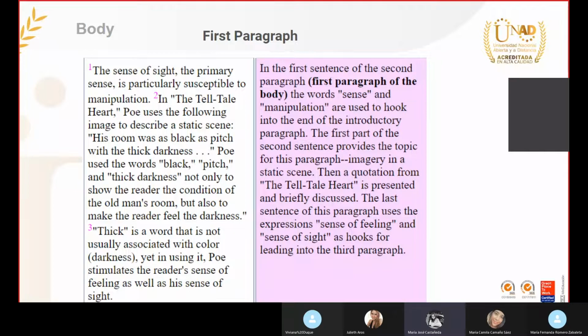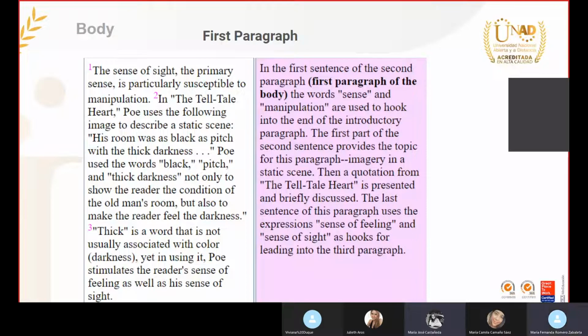Okay, now. First paragraph. The sense of sight, the primary sense, is particularly susceptible to manipulation. In The Telltale Heart, Poe uses the following image to describe a static scene. His room was as black as pitch with the thick darkness. Poe used the words black, pitch, and thick darkness not only to show the reader the condition of the old man's room, but also to make the reader feel the darkness. Thick is a word that is not usually associated with color, darkness, yet in using it, Poe stimulates the reader's sense of feeling as well as his sense of sight.